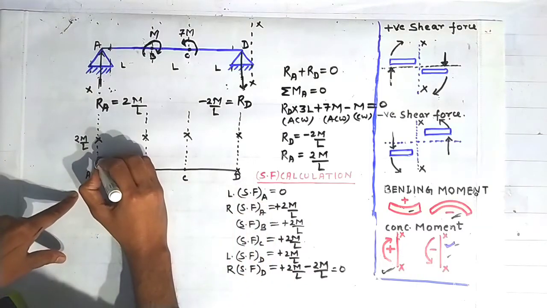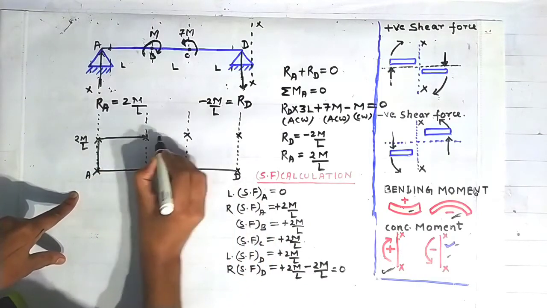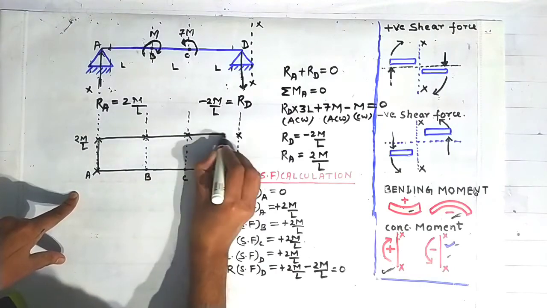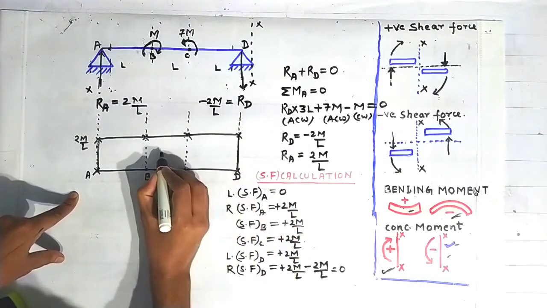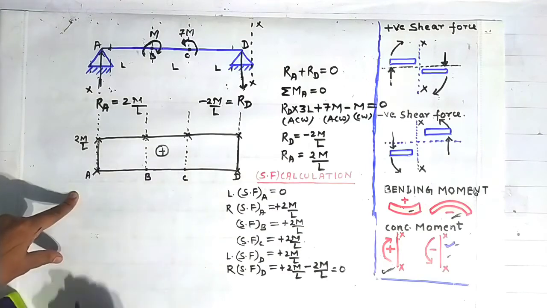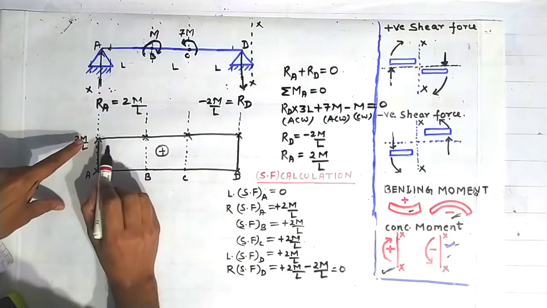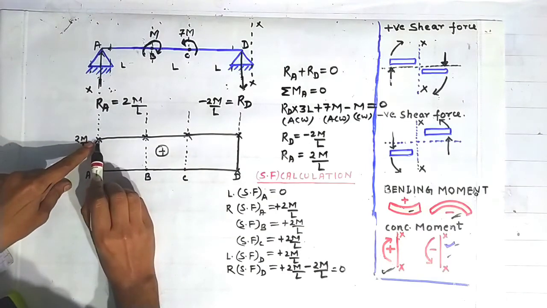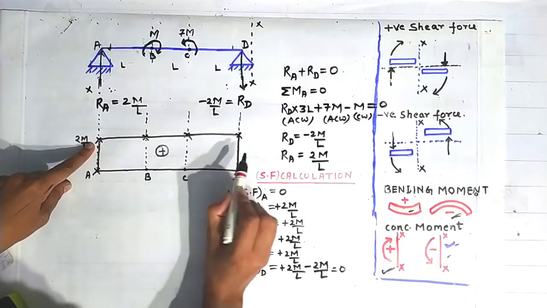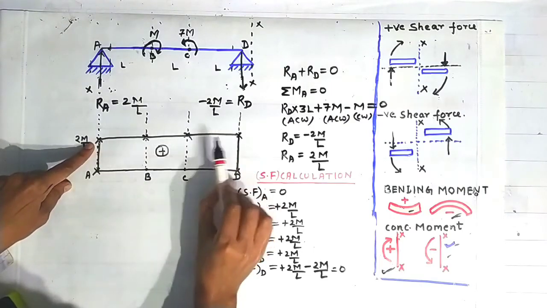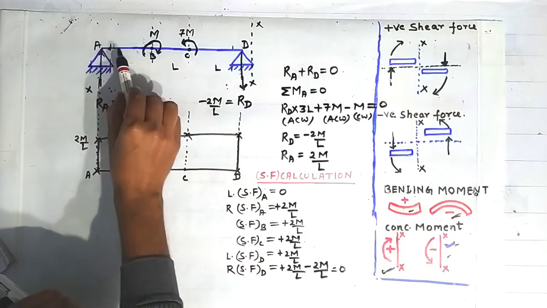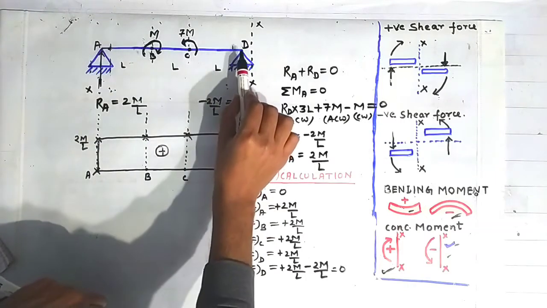So joining the first point with the second, second with the third, third with the fourth, fourth with the fifth, and fifth with the sixth, we will get our shear force diagram. Okay friends, the line joining the points A, B, C and D is a straight horizontal line because there is no vertical load lying between the points A and D.